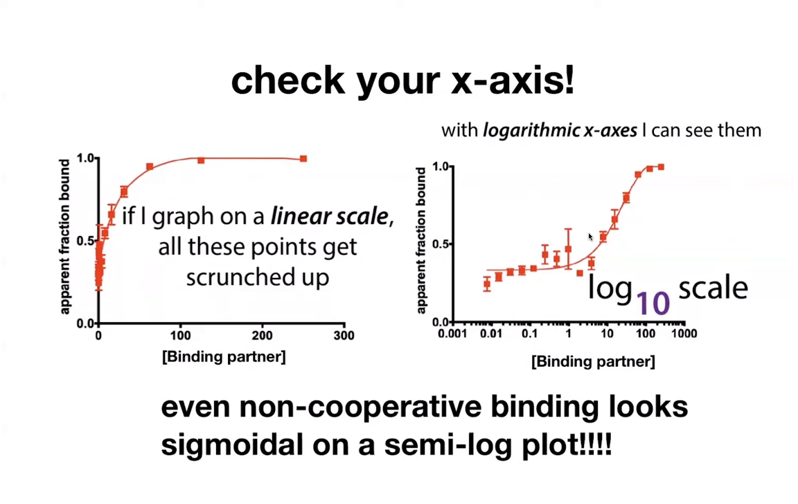If you see a sigmoidal curve on a linear axis, that will indicate cooperative binding or just really poor experimental skills. But if you see a sigmoidal curve on a log scale, well, that doesn't really tell you anything. But if you do have cooperative binding, you'll still see a sharper sigmoidal curve.